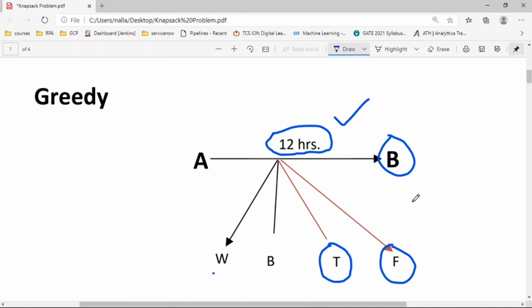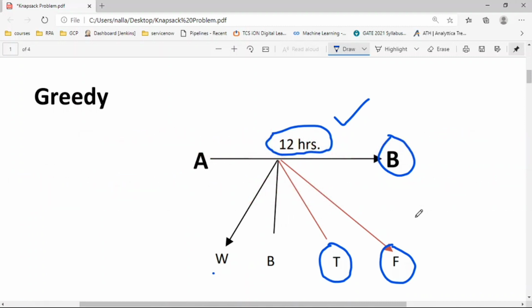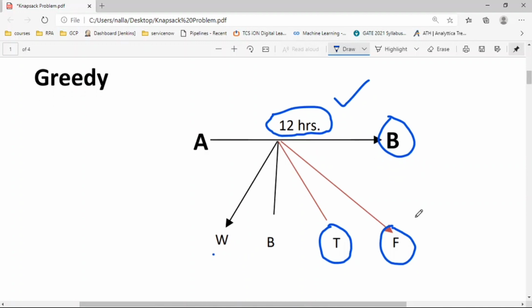These two solutions are called feasible solutions. A feasible solution is nothing but a solution which satisfies the constraints. Now, what is an optimal solution? How can we say whether a solution is optimal or not? An optimal solution is a feasible solution by which we can get a maximum output or a minimum output. So these two are the feasible solutions.